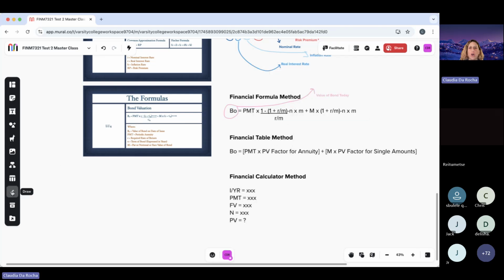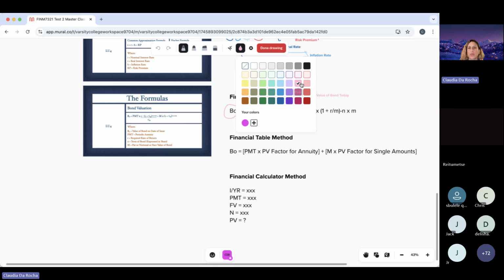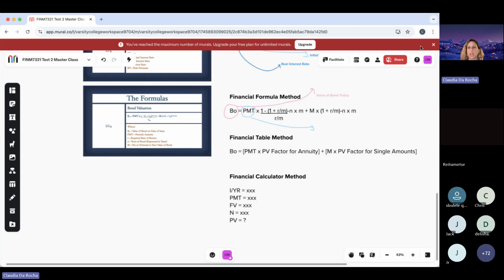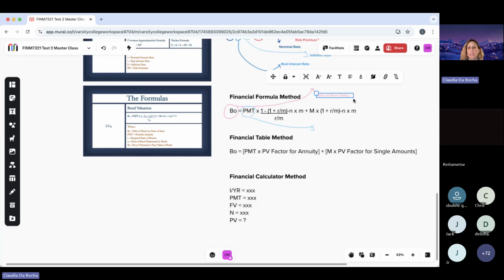Okay, we then have our PMT, which we know from Learning Unit 2. It's not something new to us in terms of this subject specifically. So PMT is our annuity payments, as we like to say them, or our payments.